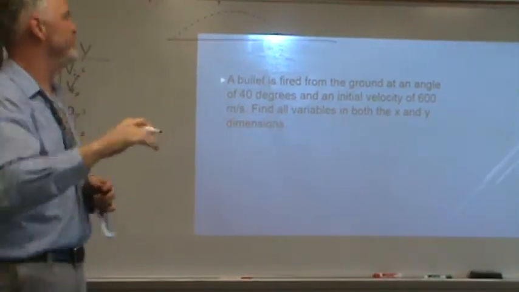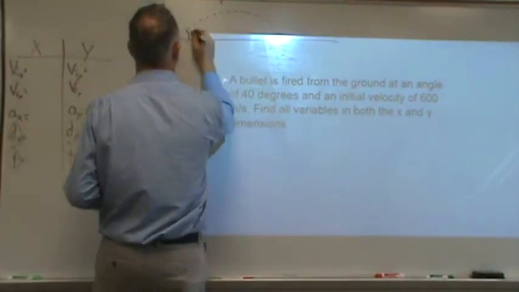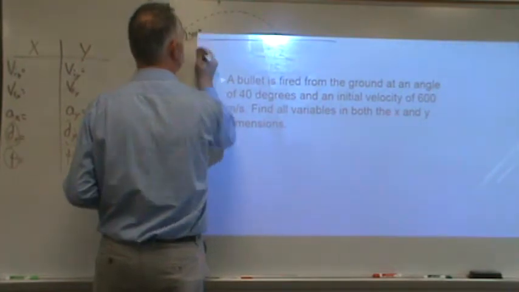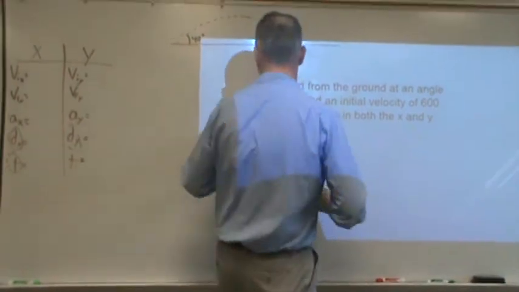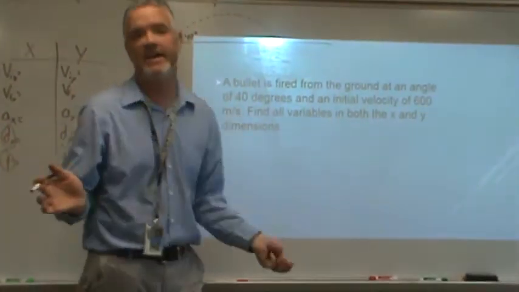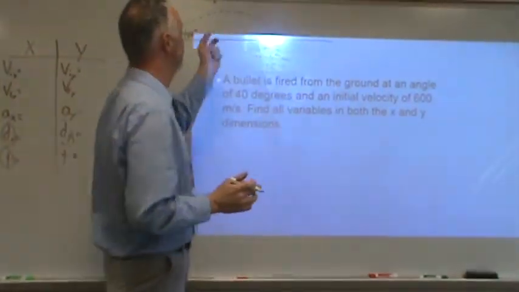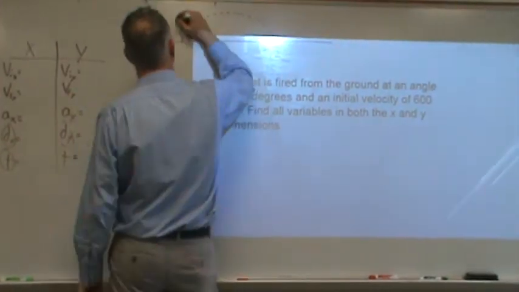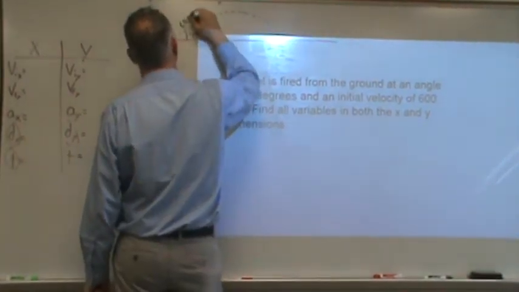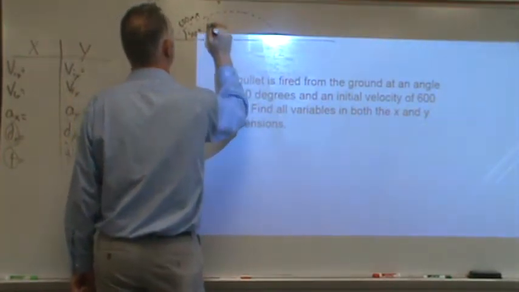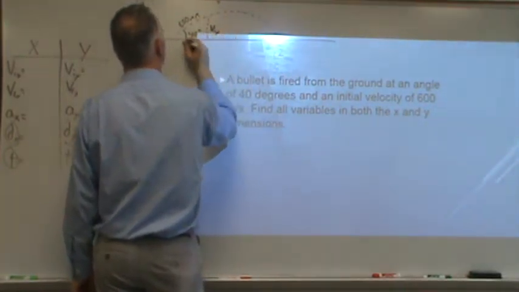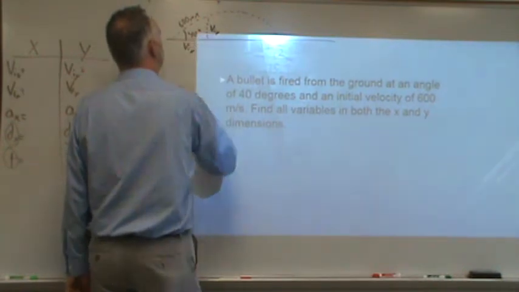Nice even shape. Here's my 40-degree angle. I gave you an initial velocity of 600 meters per second. I didn't say in the x or y direction, so it's going to be along this angle. So my 600 meters per second is going to be right up here, which means some of that's going to be in the VIY direction, my initial velocity in the y direction. Some of it's going to be in the x direction.